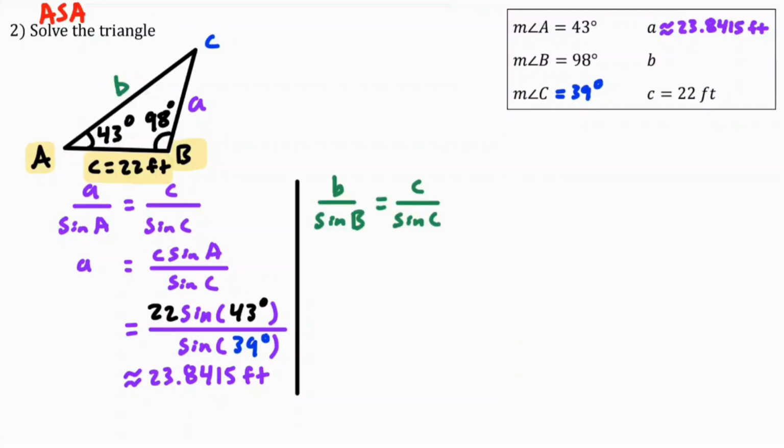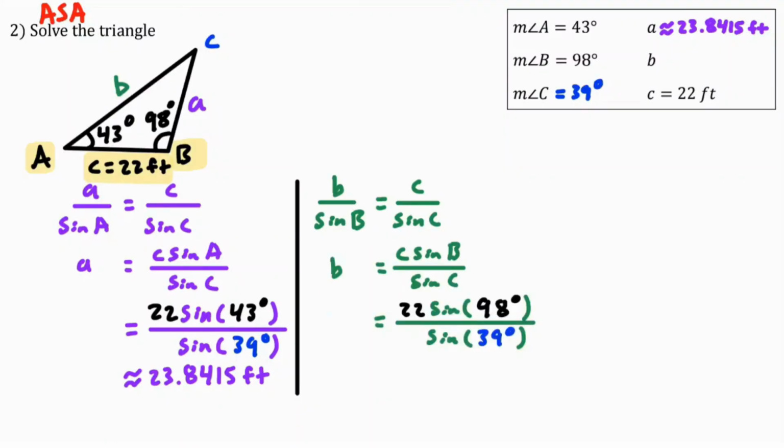So we have B over sine of B equals C over sine of C. Multiply both sides by sine of B, substitute our values in, type in the calculator, and we get B to be about 34.6181 feet. Now let's check our work.